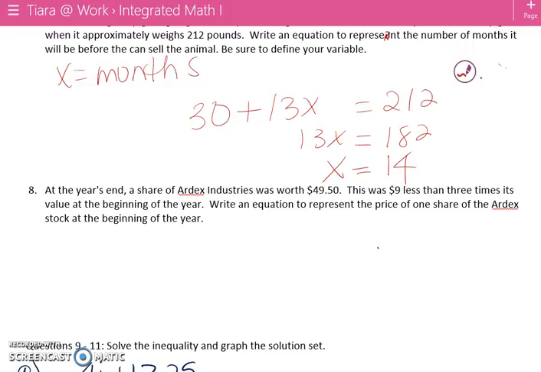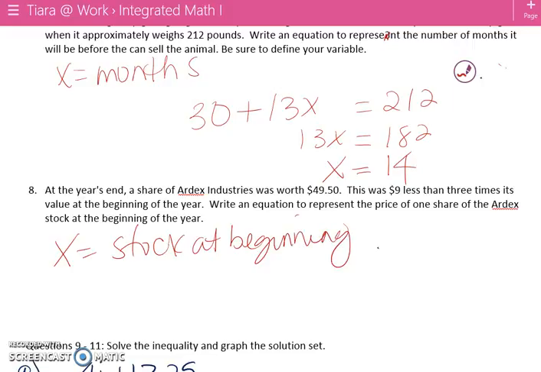All right, so it's $49.50, and this is 9 less than 3 times its value at the beginning of the year. So let X represent stock at the beginning of the year. So we will have $49.50 is our total, and this is $9 less than 3 times its value at the beginning of the year. So that's the equation we want to set up.